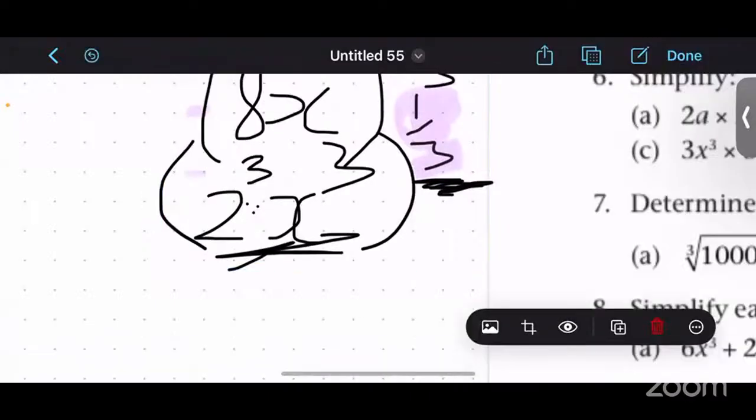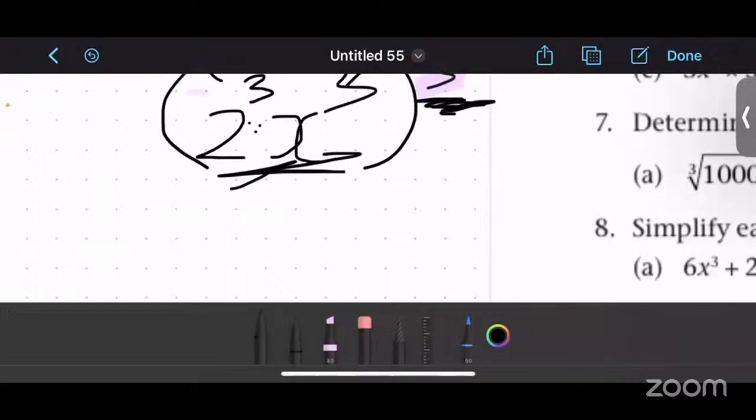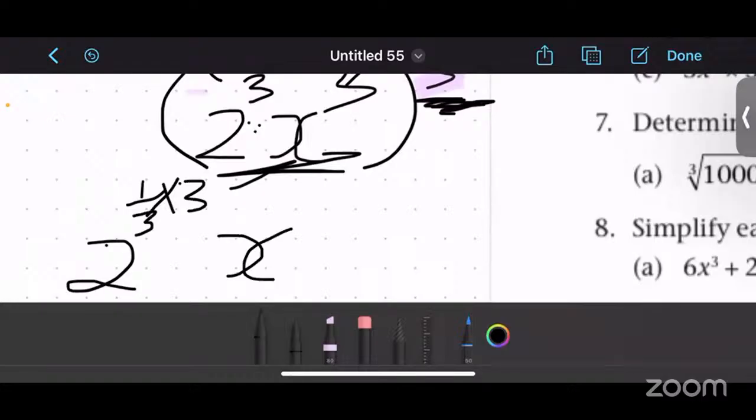Now let's do this. Sorry, I wanted to start with 3. So it's 2 to the power of 3 multiplied by 1/3, x to the power of 3 multiplied by 1/3. Are we happy?